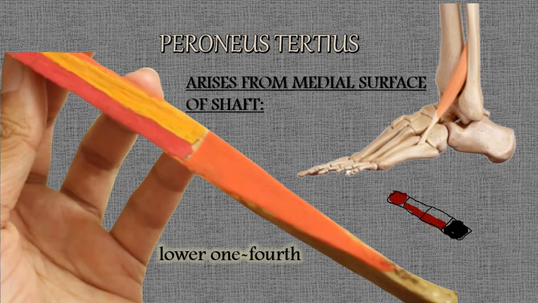So this red is the origin of the extensor digitorum longus, and this posterior half of the middle 2/4 gives origin to the extensor hallucis longus, this one.